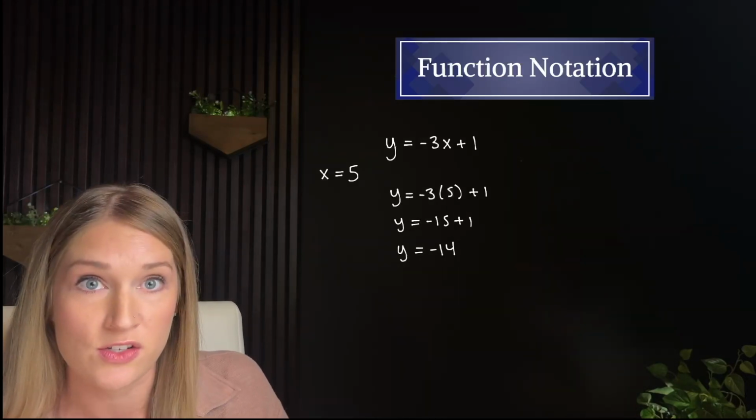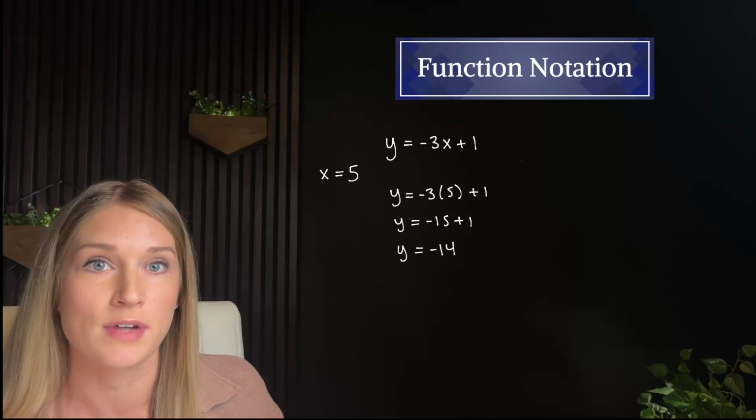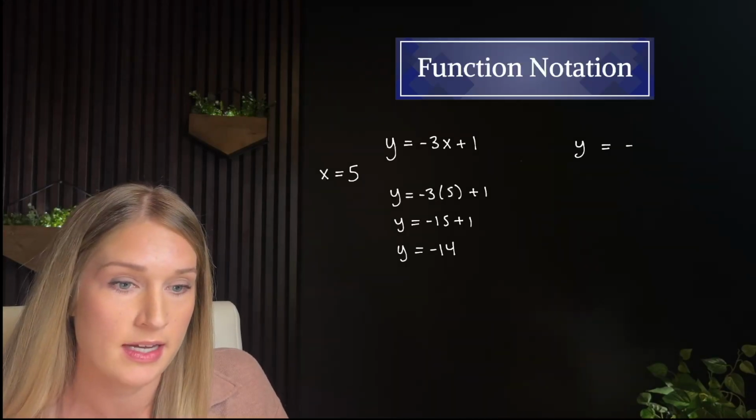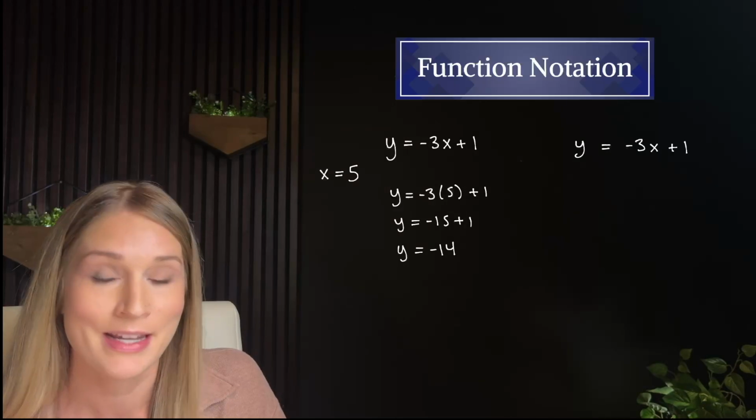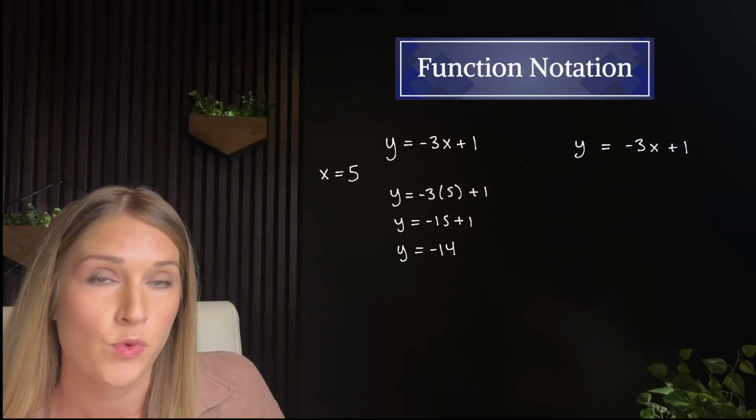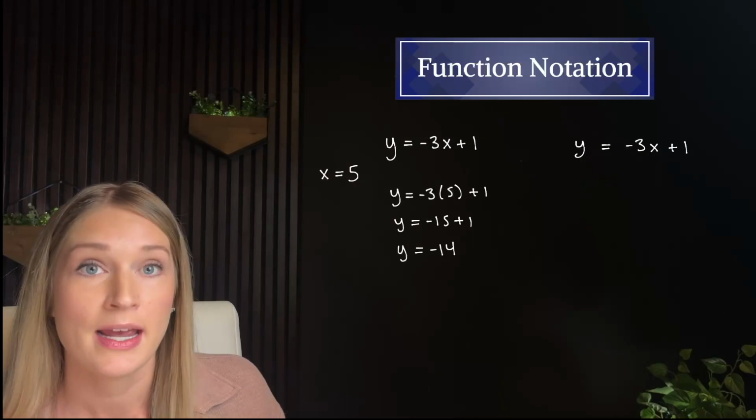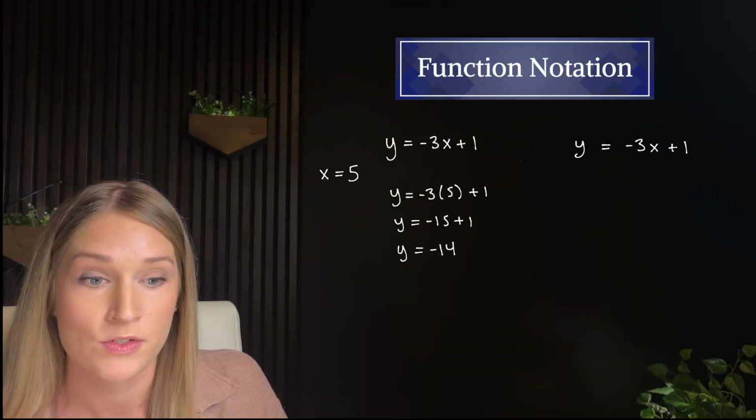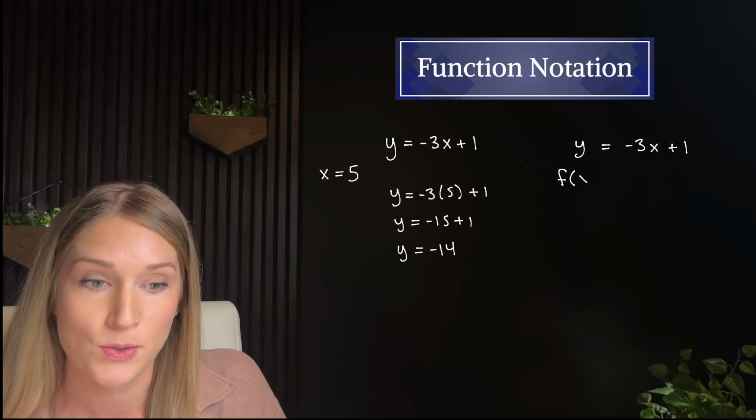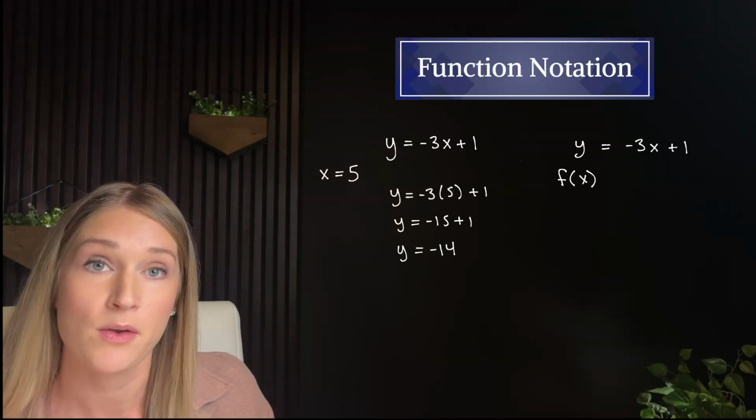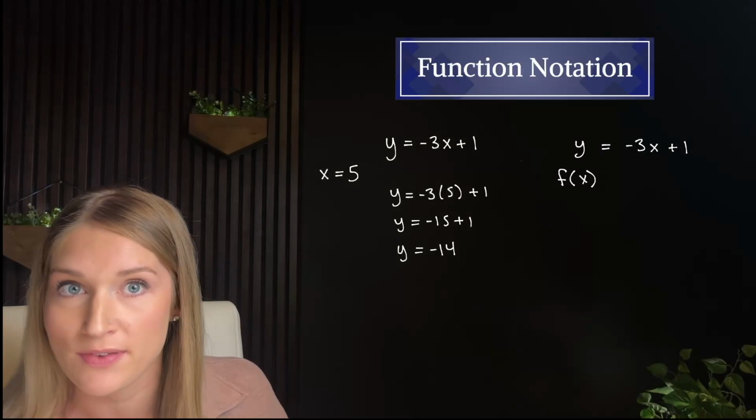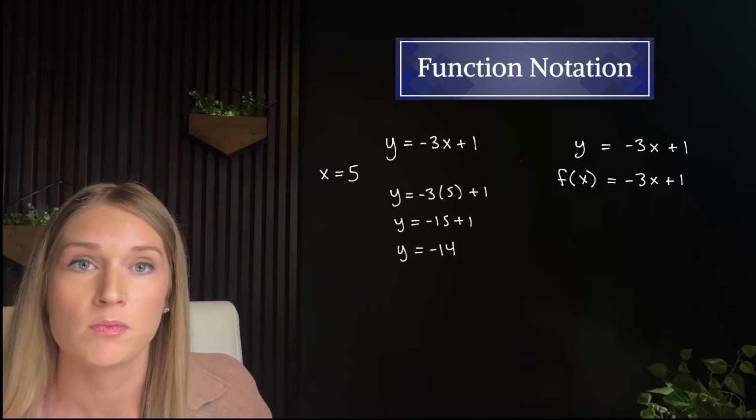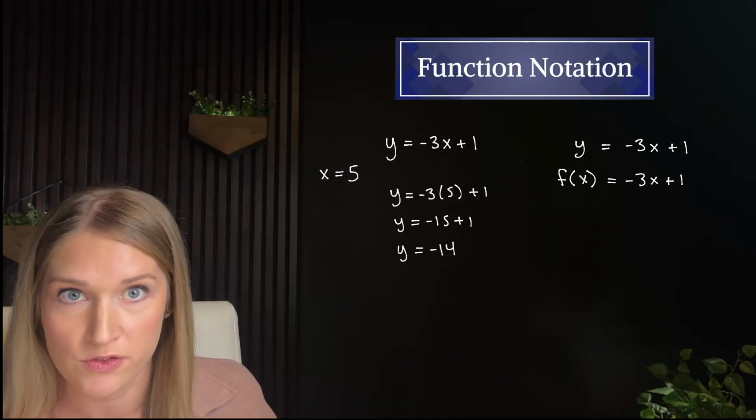So function notation is just going to rewrite your y. So I had before y equals negative 3x plus 1. Instead of y, we're going to write this as a function, and I'm going to tell you what we're plugging in on the other side of the equation. So this function is in terms of x, meaning my y values depend on what x values we put into the equation. So all I did is I rewrote my y value using what we call function notation.